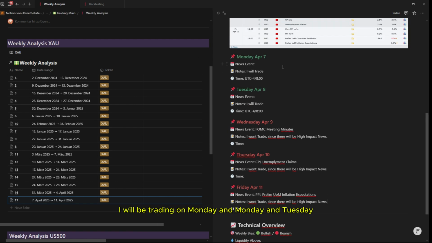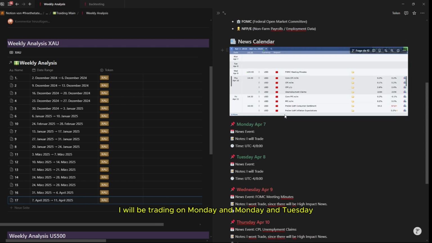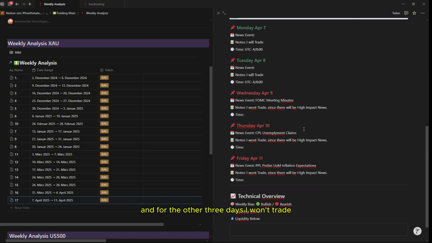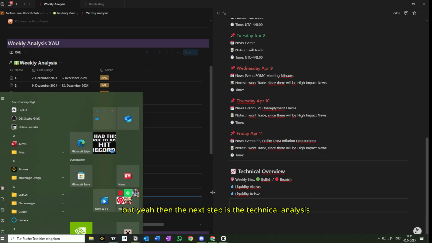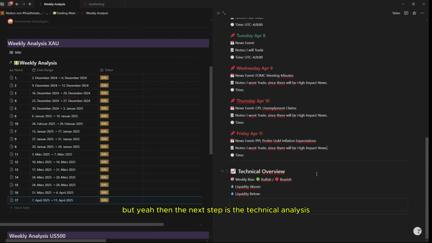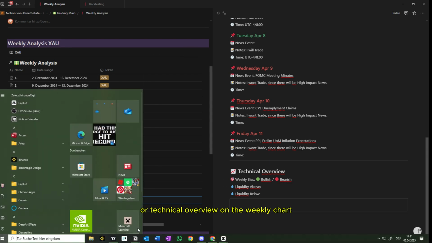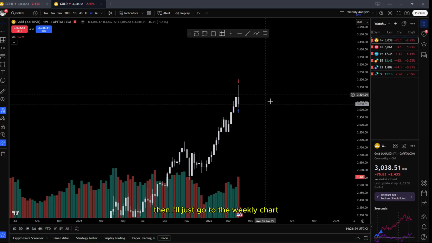So for next week I will be trading on Monday and Tuesday, and for the other 3 days I won't trade. I will still mock-up trade. That means I will still look how I could have got a potential trade, but yeah. Then the next step is the technical analysis or technical overview on the weekly chart. Then I'll just go to the weekly chart.